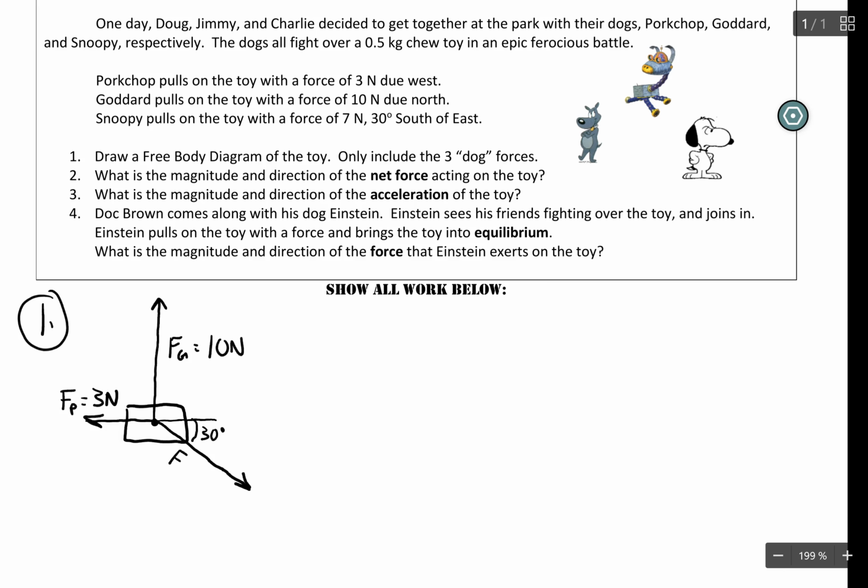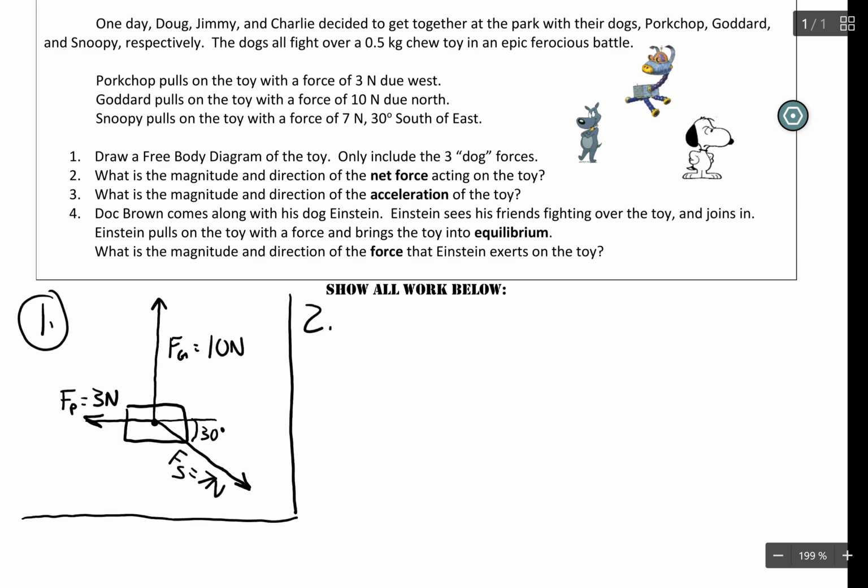This is the force of Snoopy. Fs is equal to 7 newtons at this weird angle. It's not quite only in the x direction, not quite only in the y direction. It's a combination of x and y. Interesting. All right, and that's all you have to do for part 1. That's it for part 1. So let's box this off here.